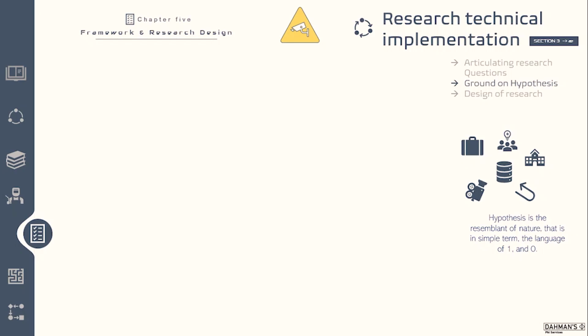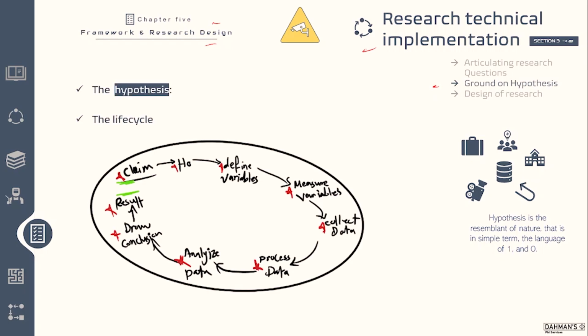Hi, welcome back. So we're at the second outline of Section 3, Research Technical Implementation. That's in Chapter 5, Framework and Research Design. In this outline, we're going to discuss ground on hypotheses. So let's go ahead and review the following visual presentation.